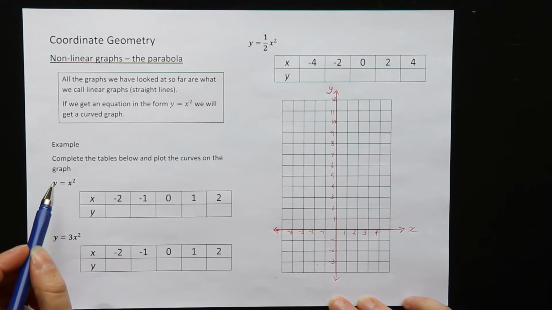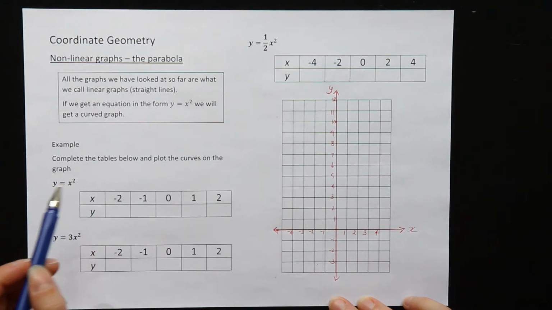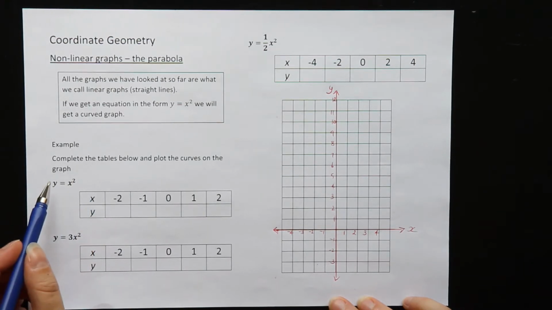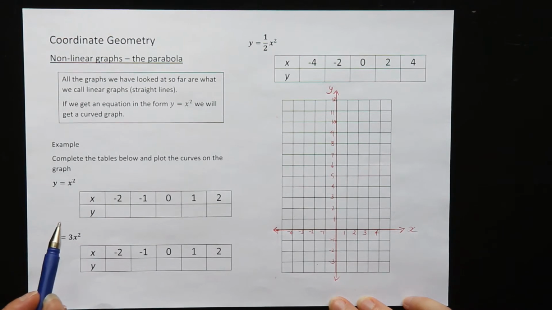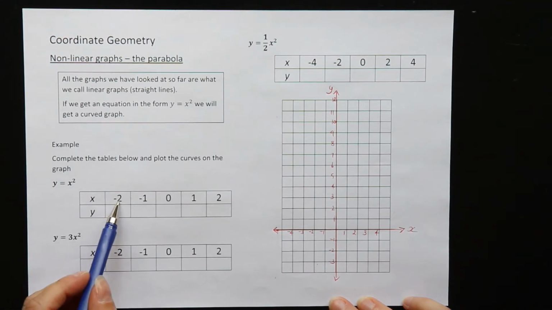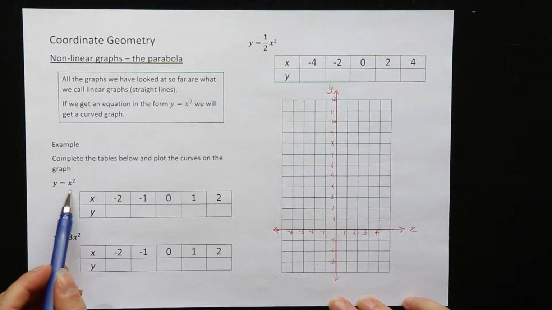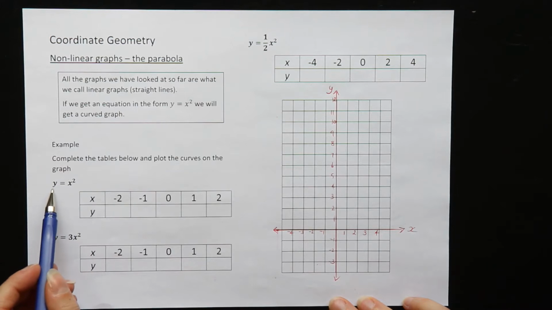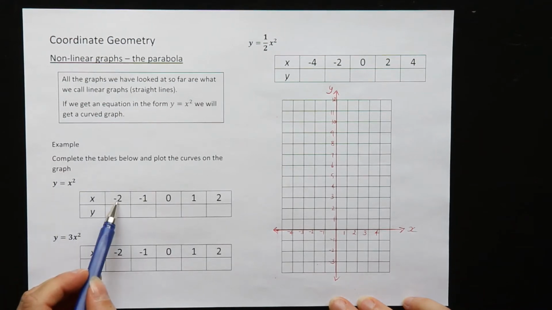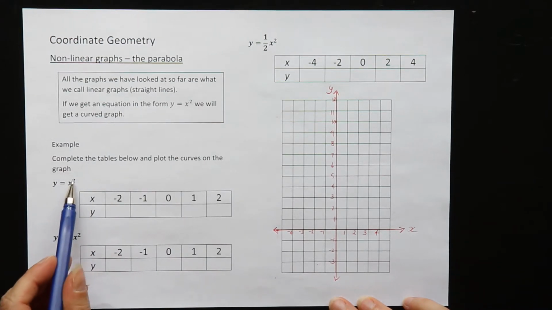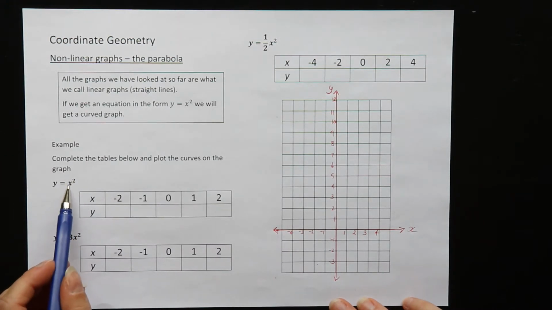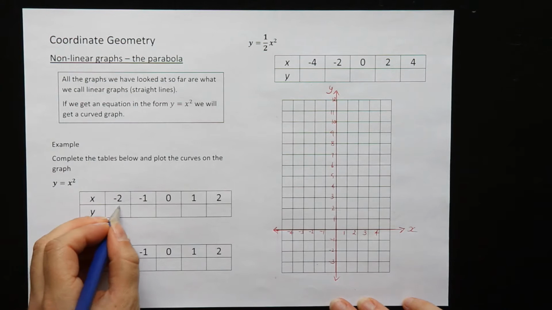So let's have a look at these examples. Complete the tables below and plot the curves on the graph. Just like we were doing with the straight lines, we're going to substitute these values into this equation here. Our first one is y is equal to x squared. This is the most basic type of parabola. So if x is minus 2, we want minus 2 squared. Now squared just means times by itself, so minus 2 times minus 2 makes a positive 4.